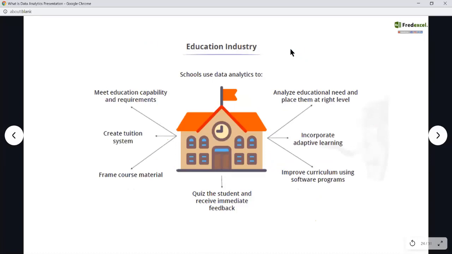In the education industry, schools use data analytics because they will analyze your educational needs and place you at the right level. They will incorporate adaptive learning, improve the curriculum using software programs, and quiz the students and give immediate feedback.